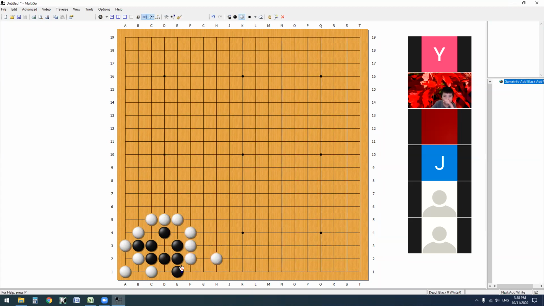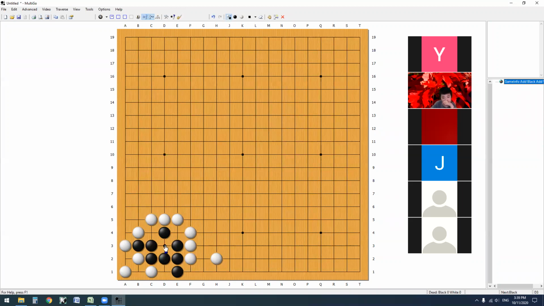Okay, it's black to go. Is this black group alive or dead? Yes, it's alive. It's alive. So where do you go? Either E4 or C4.